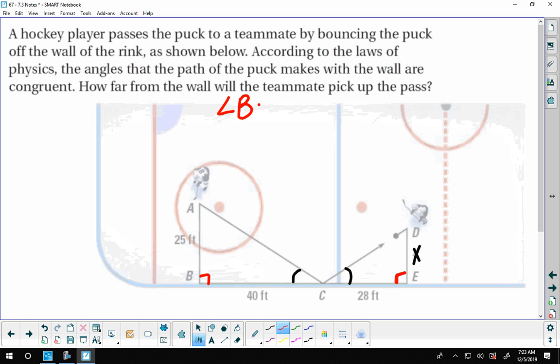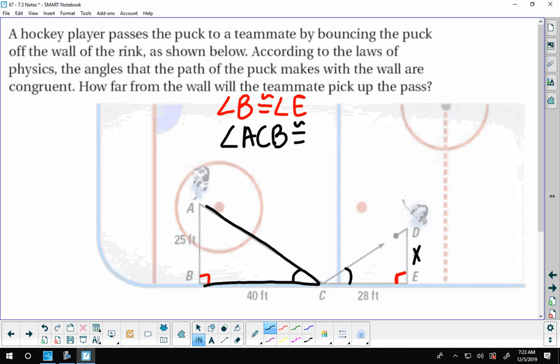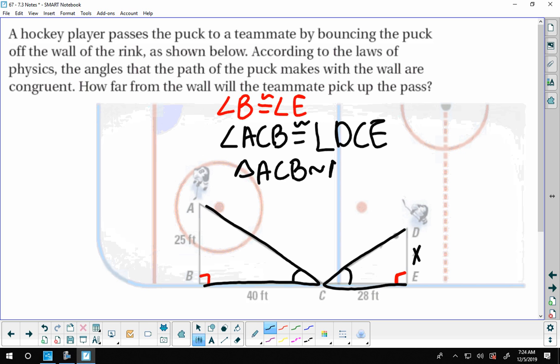So we know angle B is congruent to angle E because they're both 90-degree angles. And then they told me that angle ACB is congruent to angle DCE. And so now by the angle-angle similarity postulate, we can conclude that triangle ACB is similar to triangle DCE. And because they're similar, by definition, we know that corresponding side lengths are proportional. So now we can set up a proportion to solve for x.